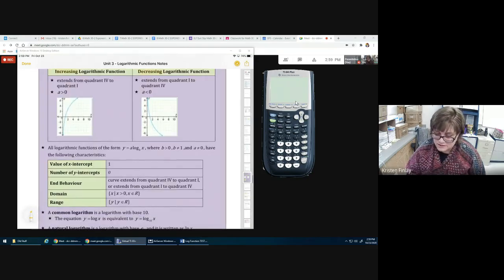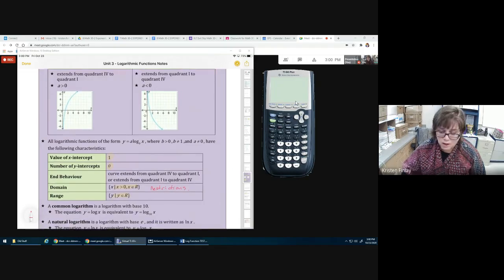All logarithmic functions of the form y equals a log base b of x, where b is greater than 0 and not equal to 1, and a doesn't equal 0, have the following characteristics. The x-intercept equals 1. There are no y-intercepts. End behavior goes from negative infinity to infinity, or infinity to negative infinity, depending on whether it's increasing or decreasing. The domain, x is greater than 0, is restricted, and y is in the real numbers. So this has restrictions, right? That's what that means.